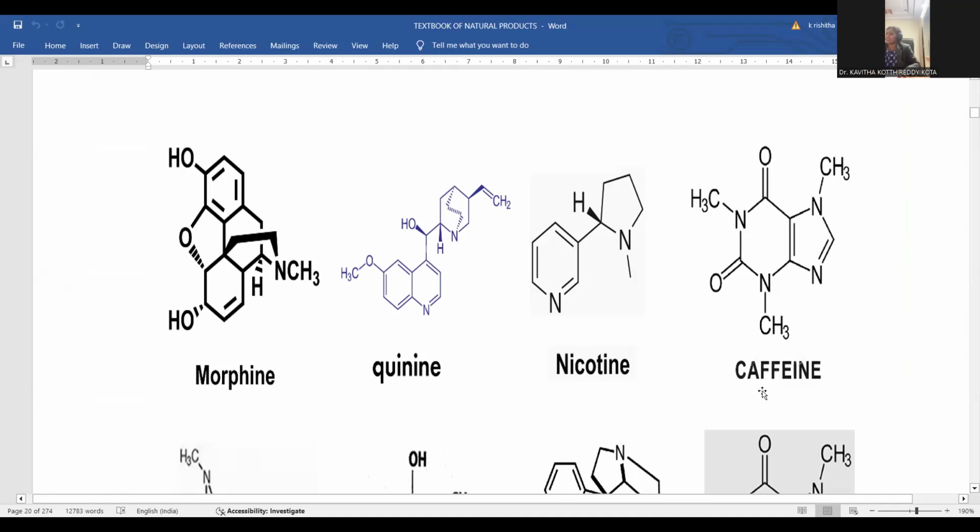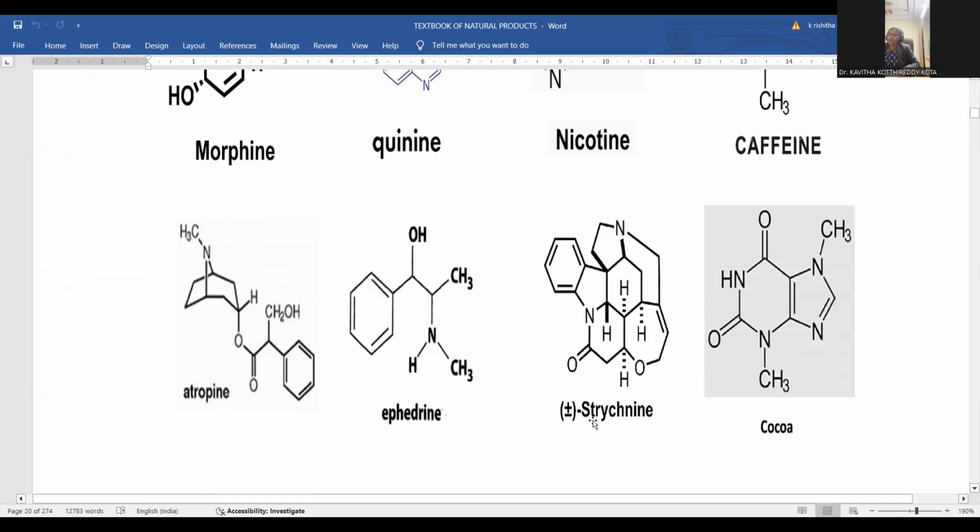Caffeine is a better example, a daily routine material we can consume in the form of coffee or tea. Here you can notice the bicyclic ring system where six-membered and five-membered rings are fused together, and you can notice amide linkages over there. And here the imidazole ring is also located. It is a kind of pyrimidine system. So this is about caffeine.